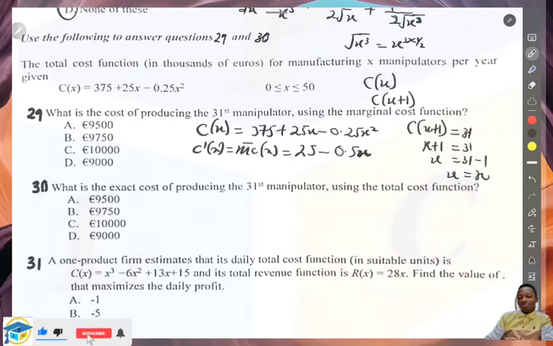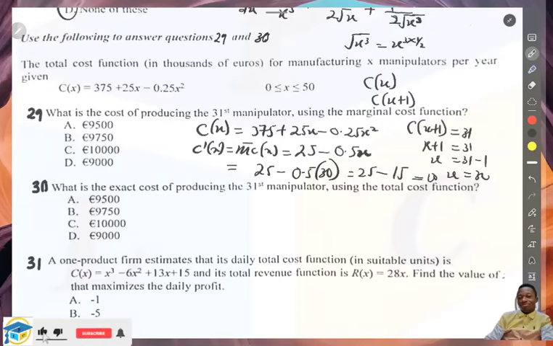So at the 31st manipulator, we are producing x, which is 30 manipulators. We are asked to find this using the marginal cost function, so whenever we see x, we substitute 30 there. We have 25 minus 0.5 times 30. So 25, and 0.5 multiplied by 30 gives 15, and we are getting 10.